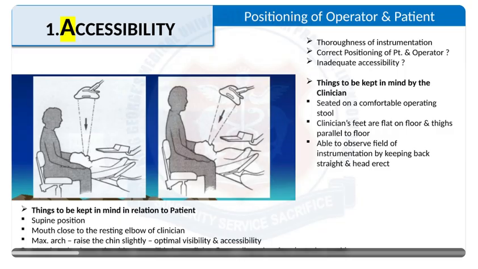Ensuring thoroughness in instrumentation requires correct positioning of both patient and operator. The clinician should be seated comfortably with feet flat and thighs parallel to the floor, maintaining a straight back and erect head. Patients should be in a supine position, with the maxillary arch requiring a slightly raised chin and the mandible to be lowered and parallel to the floor, particularly for the lingual surface of anterior teeth for optimal visibility and accessibility.